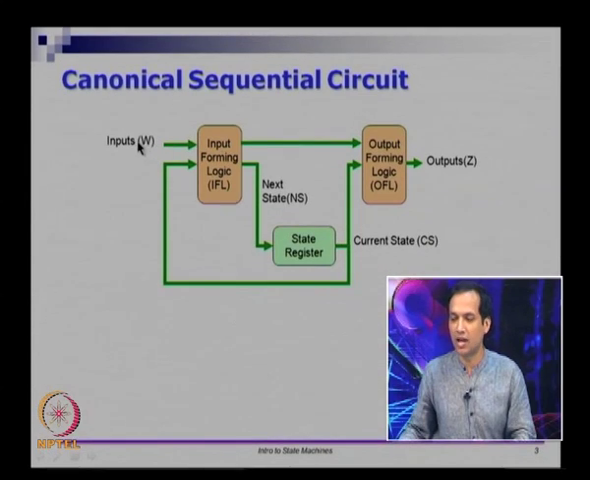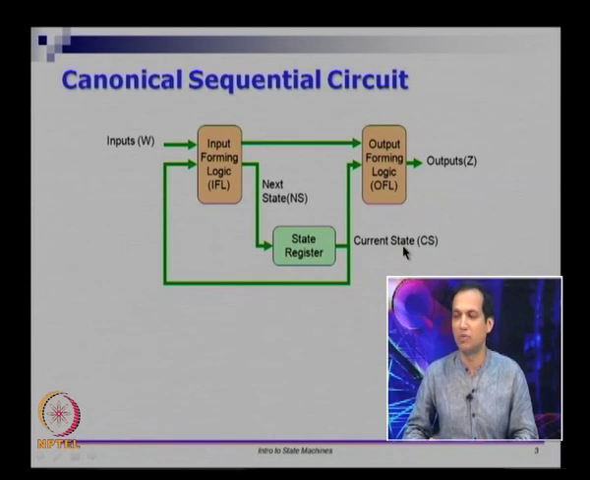And you also have this circuit where you have the current state and the output forming logic which gives the outputs. So, the meaning of this line is that the inputs are also passed on to the output forming logic. So, this arrow and this line here means inputs are passed both to the input forming logic as well as to the output forming logic, and from there you get the outputs. So, this is the canonical sequential circuit.